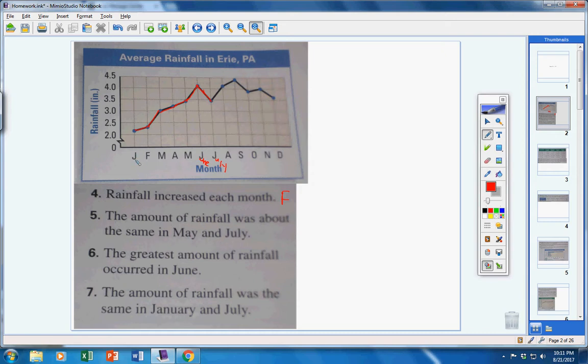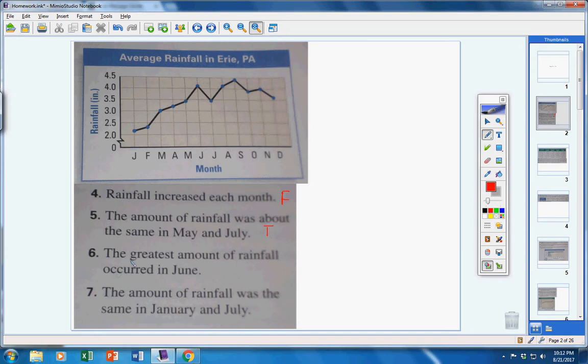Number 5, the amount of rainfall was about the same in May and July. Let's see. January, February, March, April. Here's May. And here's July. So, here's the amount of rainfall in May, right here. And here it is in July. Yeah, that's just about the same. So that is true.